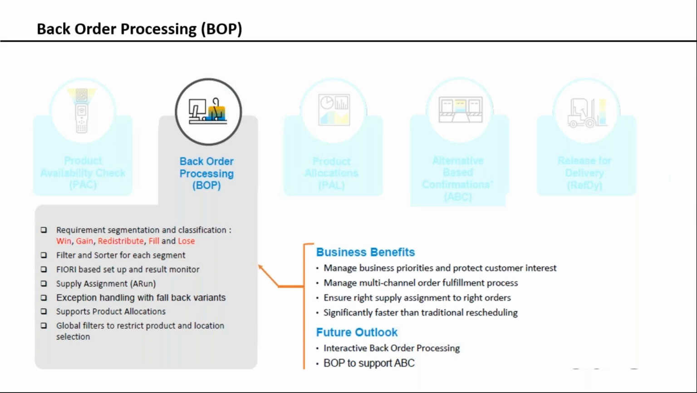Managing a multi-channel order fulfillment process is significantly faster than traditional rescheduling. Where the order volumes are high, I think we saw some performance issues in APO GATP. Those performance issues will also be eliminated in AATP because this runs on the HANA database. Here I put the future outlook: BOP support in ABC is released in 1909 now.